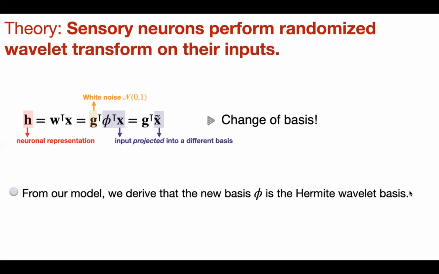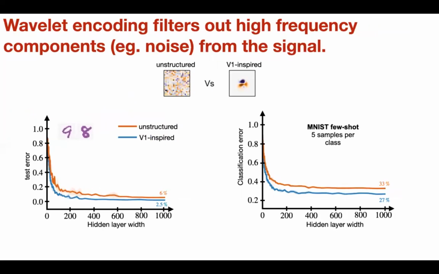And we know that Hermite wavelet bases are actually quite good to represent image inputs from the image processing literature. We know that wavelet encoding filters out high frequency components like noise from the signal and aids learning. So we demonstrate that here empirically on some example tasks. So we compare one hidden layer neural networks with unstructured receptive fields, so just think of white noise, versus these V1-inspired structured receptive fields, randomly sampled from these GPs.